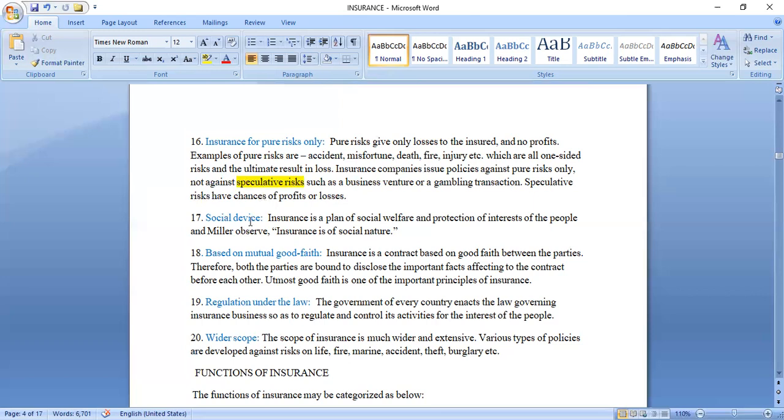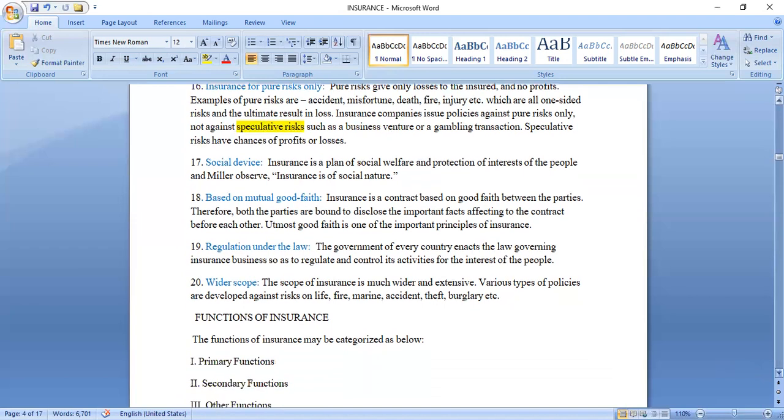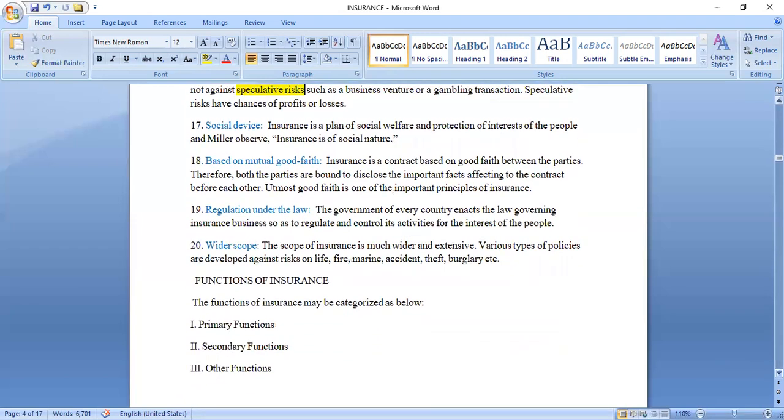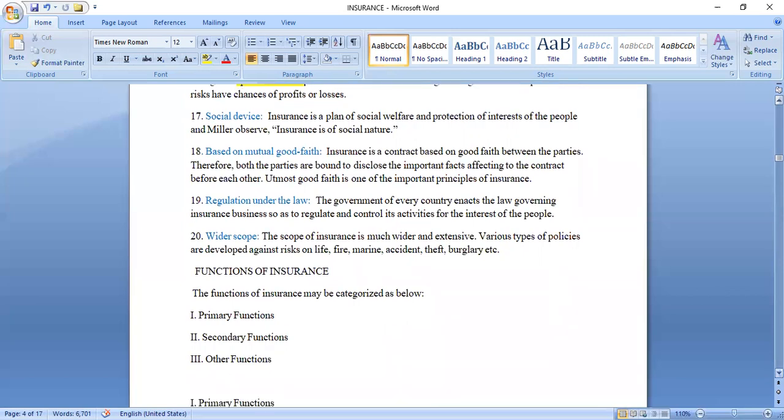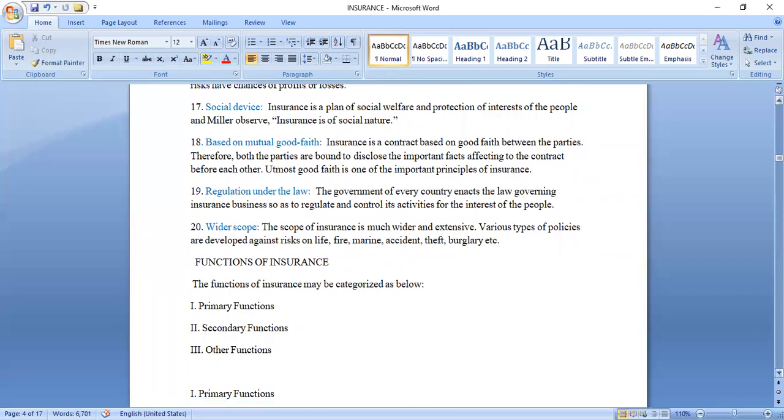Then insurance is a social device, like we've already seen in the definition, that eliminates risks and uncertainty, that could be on property, life, and other elements under the subject matter of insurance. Then insurance is based on mutual good faith.